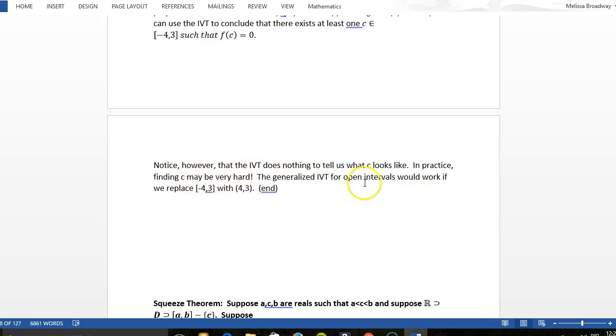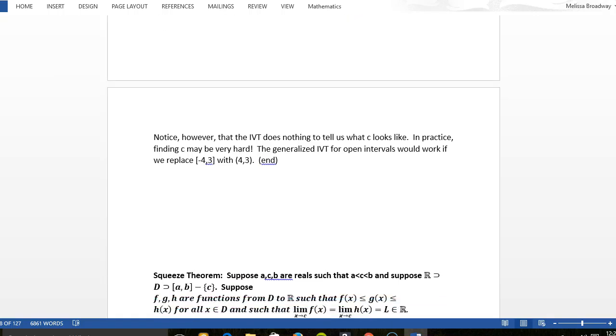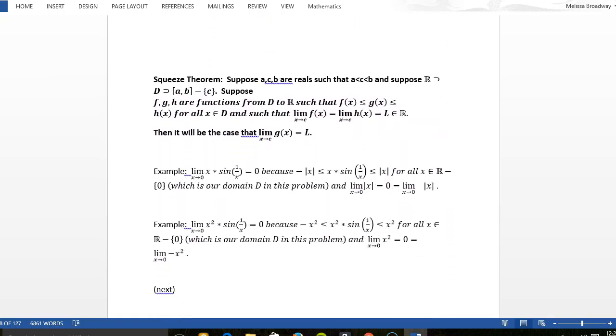The generalized IVT for open intervals would work if we replaced this -4 to 3 with 4 to 3. It would have worked just as well. So if we would have left f of 4 and f of 3 undefined, but otherwise defined f of x to be the same, we would have used the IVT for open intervals, and we would have gotten the same result. That's all for the intermediate value theorem.